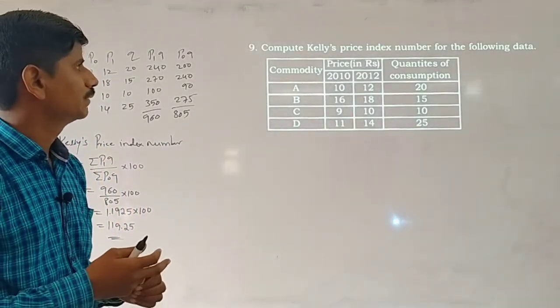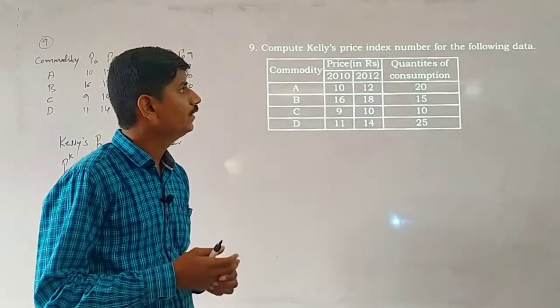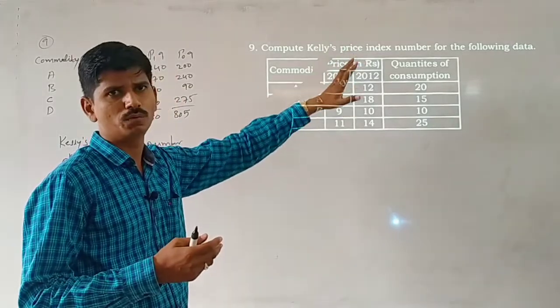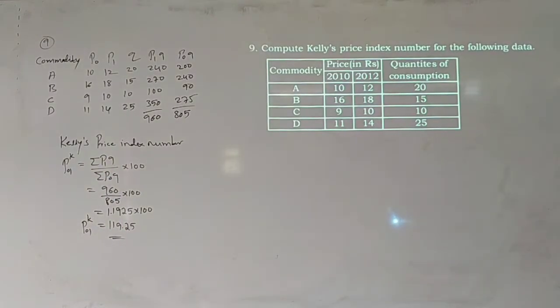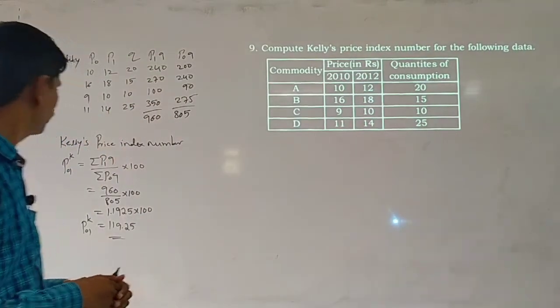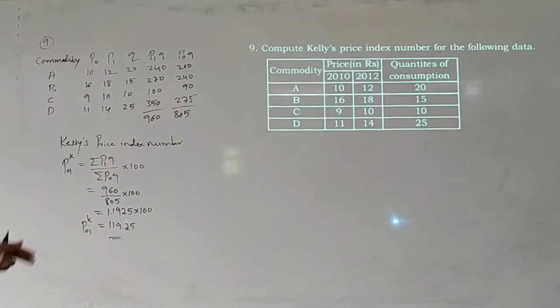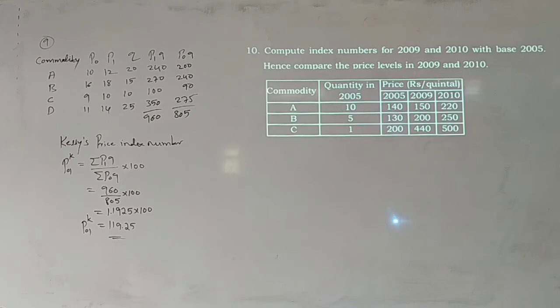Calculate Kelly's price index number for the following data. Here base year price is P0 and current year price is P1, and only quantities of consumption are given. Means we have to take only Q, because Kelly's price index number deals with only quantities. Here we have to apply the formula: sum of P1Q divided by sum of P0Q, into 100. Then we have to multiply P1 into Q and P0 into Q.